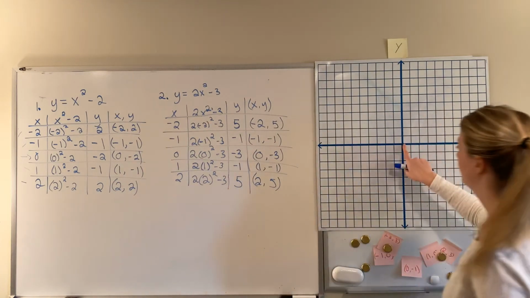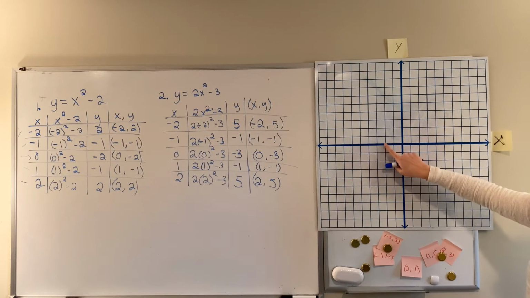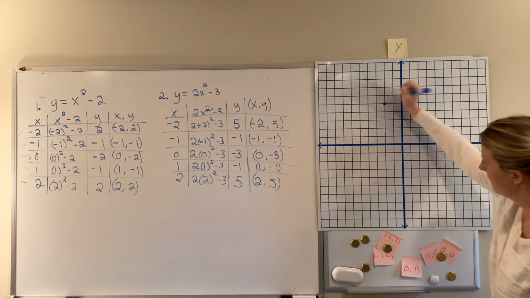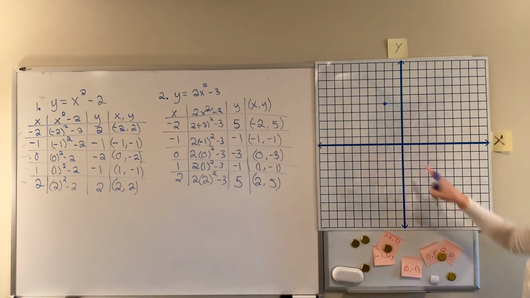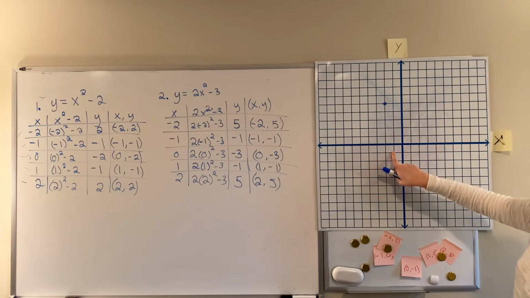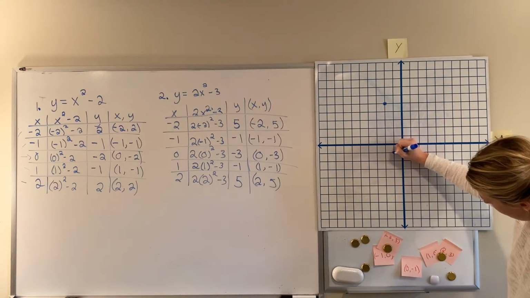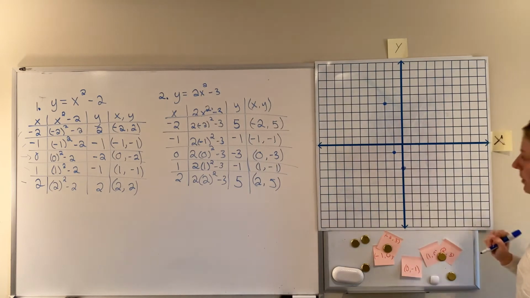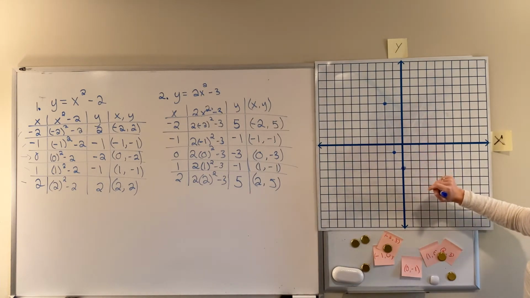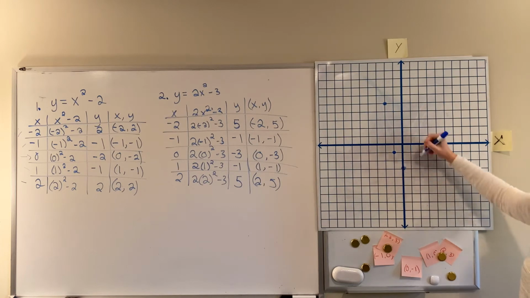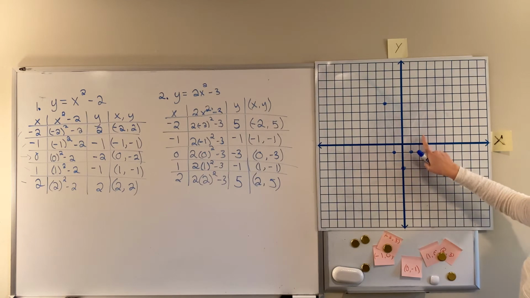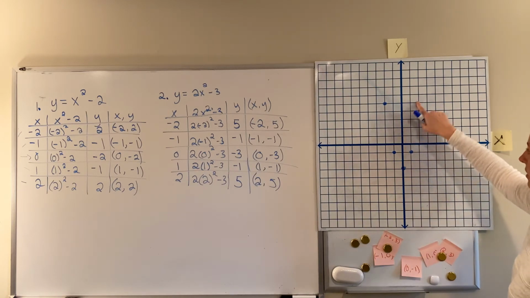We have when x is negative 2, y is 5. So 1, 2, 1, 2, 3, 4, 5. Put your point right there. Then we have negative 1, negative 1. So when x is negative 1, y is negative 1. Put your point. Our middle point is when x is 0, y is negative 3. Put your point. And then second to last, when x is 1, y is negative 1. Last point, when x is 2, y is 5. 1, 2, 3, 4, 5.